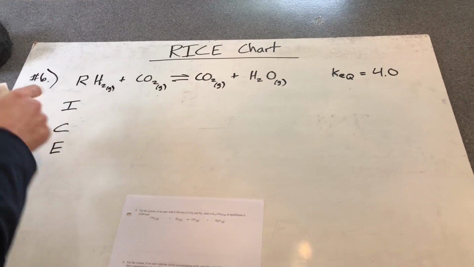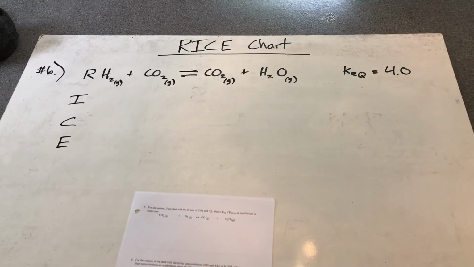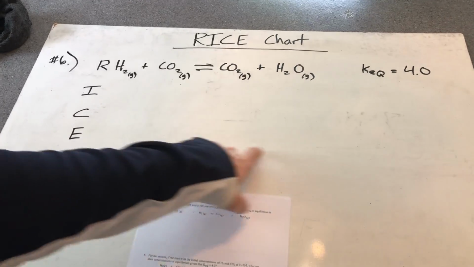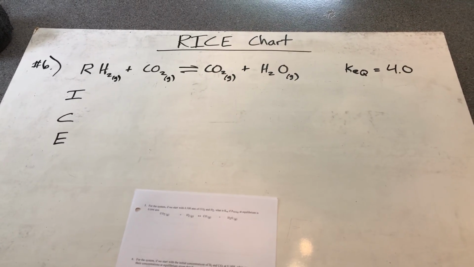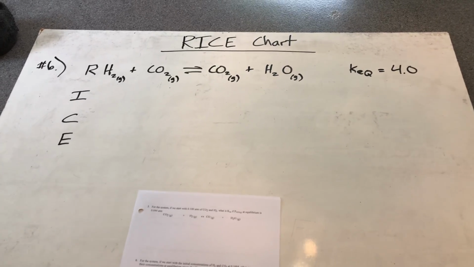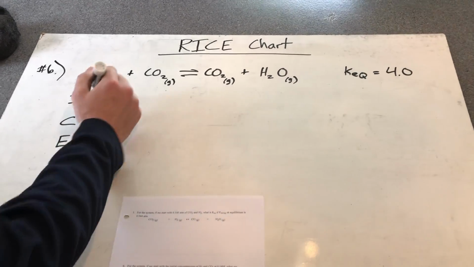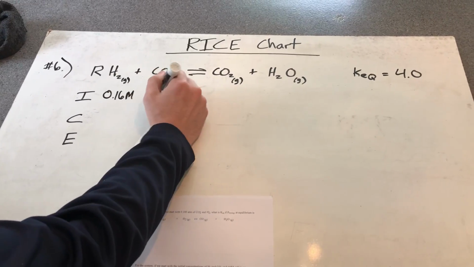Remember, that stands for the reaction, the initial concentrations, the change in concentrations, and then the equilibrium concentrations. This is what we're interested in. We want the concentrations of all of these species at equilibrium. So first up, we're going to put in the values that they give us. They tell us that H2 and CO2 are both 0.16 molar. So we know that this can be 0.16 molar, and this can also be 0.16 molar.